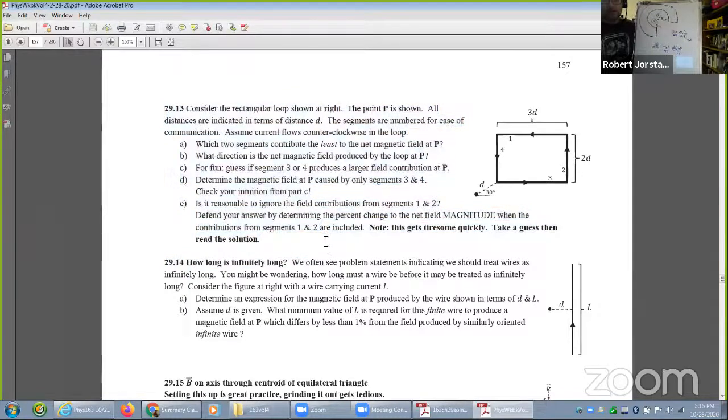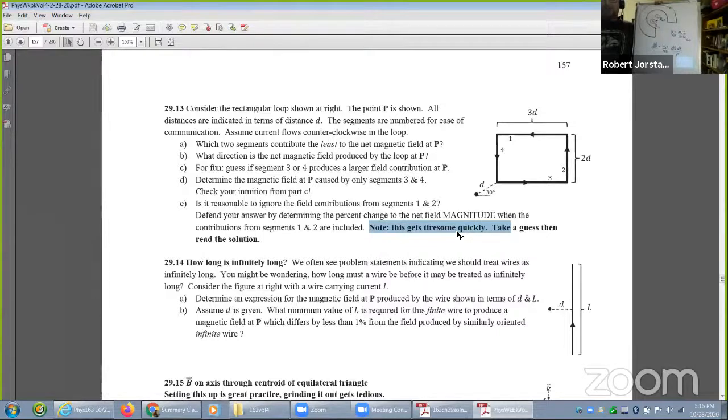Yeah, I think this sums it up. This gets tiresome quickly. Take a guess, then read the solution. So I'm okay with you guys not doing part E on that problem.